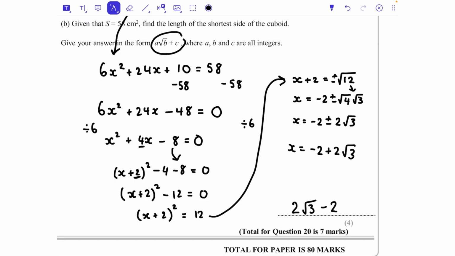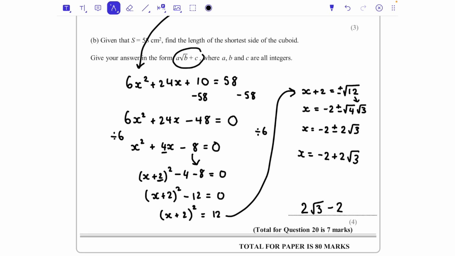You could have used the quadratic formula for that question. So you could have said a is, so from here, a is 1, b is 4, and c is minus 8, and you would have got exactly the same answer. So if you wanted to do the quadratic formula there, I've got a separate video on quadratic formula, so if you want some help with that, go and watch it.